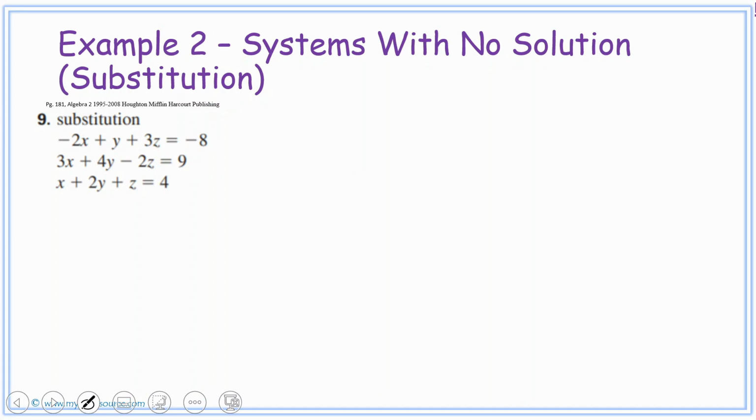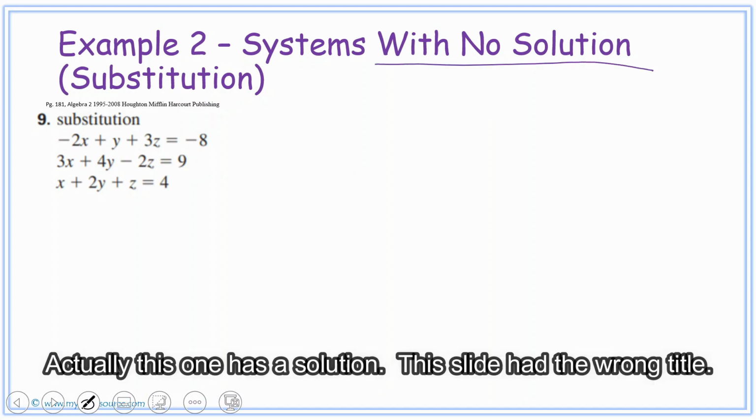Okay, so here on page 181, this is straight from the book. Here's one where they ask you to do something using substitution. So if you were to use the substitution method to see if you had no solution, what you would do is solve for one of the variables. The third one would be the easiest to solve with because you can solve for x or z. That would be the easiest. You can also solve for y, but you're going to end up with some fractions.